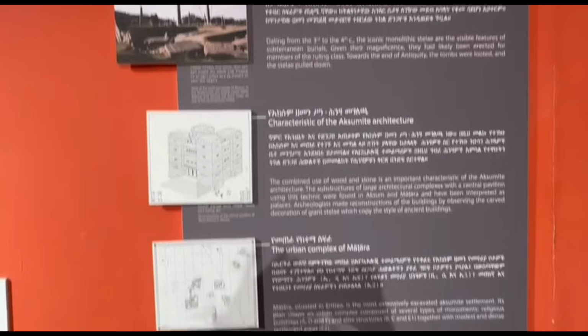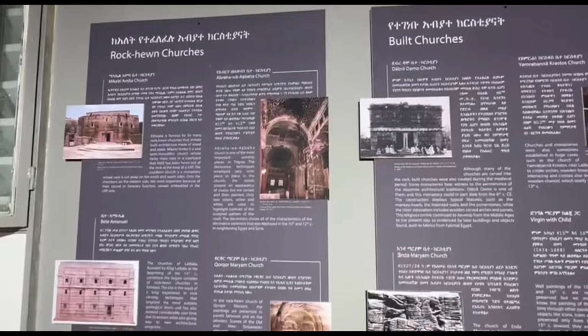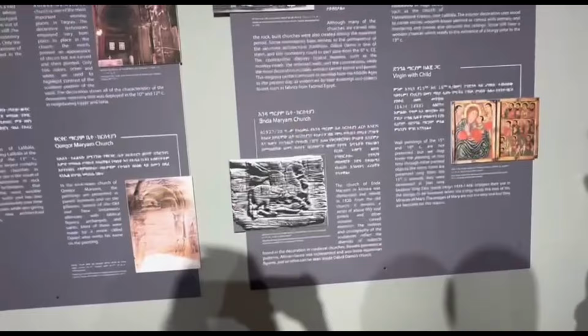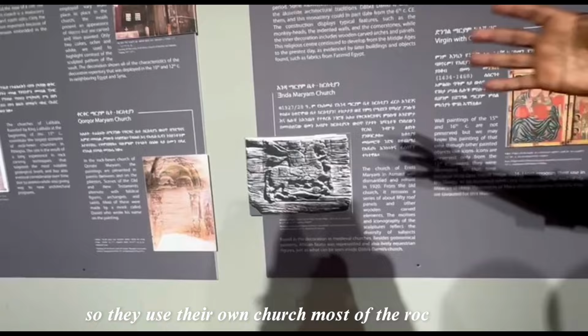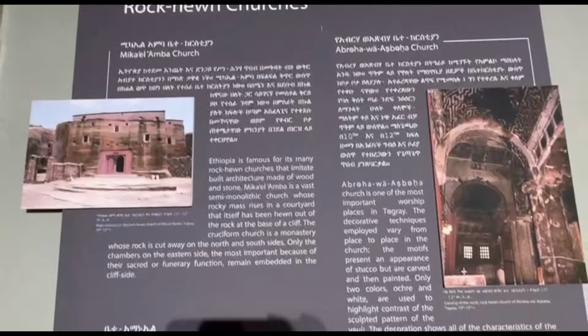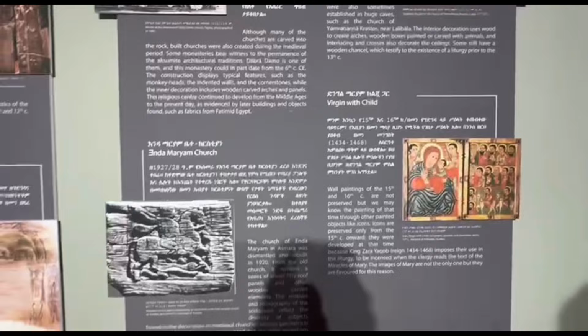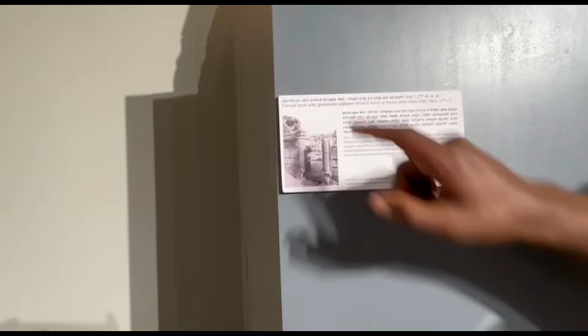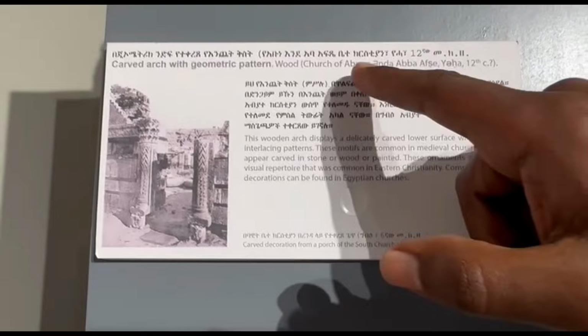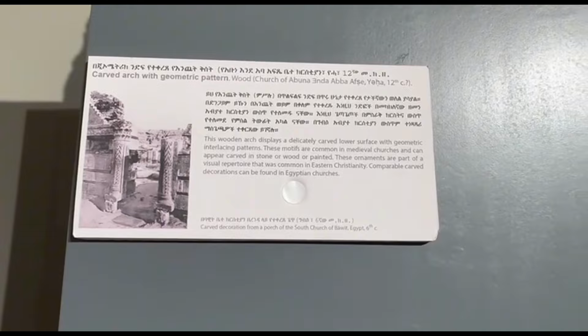gate. As you can see, after Christianity expanded to Ethiopia, the Zagwe dynasty emerged, so they built their own churches. Most of them are rock churches. Virgin Mary, Jesus. This is a gate? Geometric, yes, an arch. It was from the church of Abuna and Abba. It's found in Yeha. It's wooden.